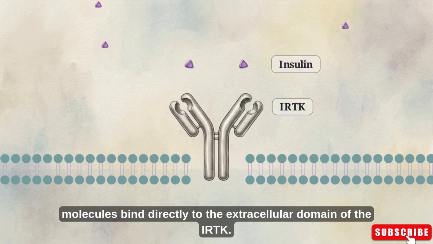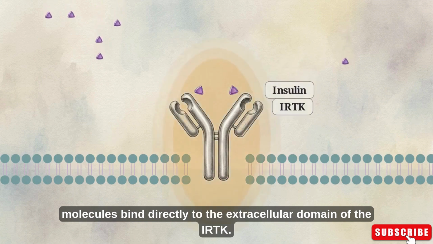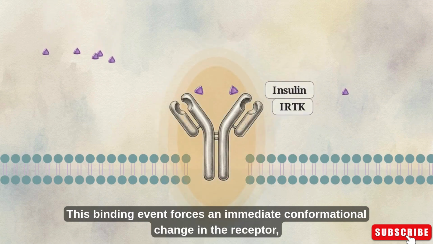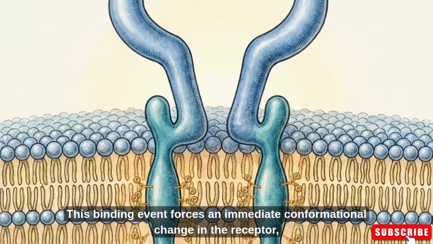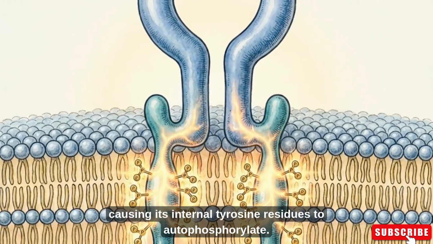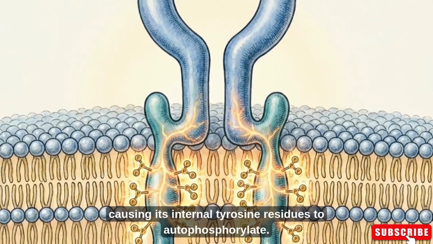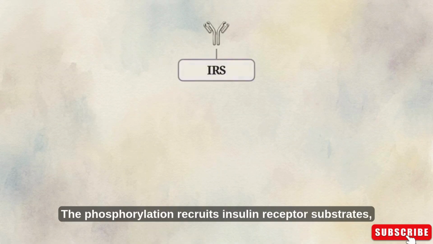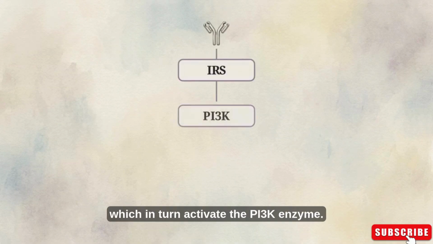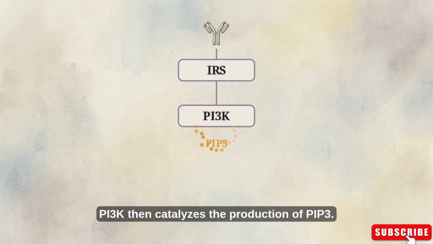Insulin molecules bind directly to the extracellular domain of the IRTK. This binding event forces an immediate conformational change in the receptor, causing its internal tyrosine residues to autophosphorylate. This schematic details the reaction. The phosphorylation recruits insulin receptor substrates, which in turn activate the PI3K enzyme. PI3K then catalyzes the production of PIP3.